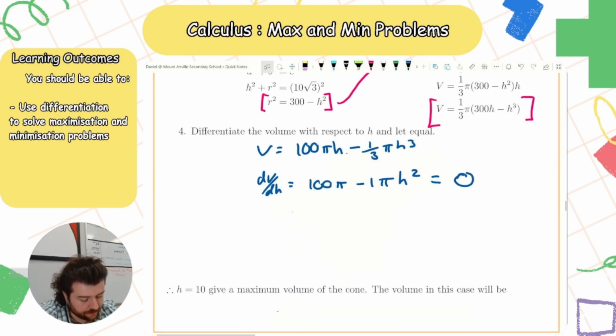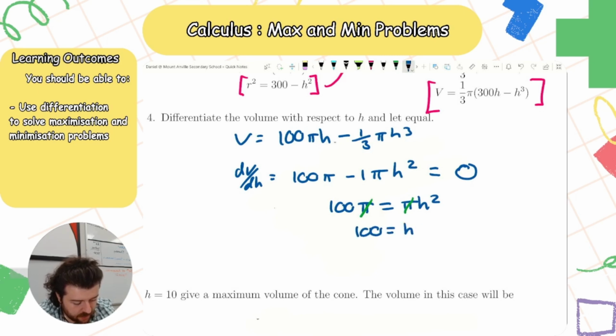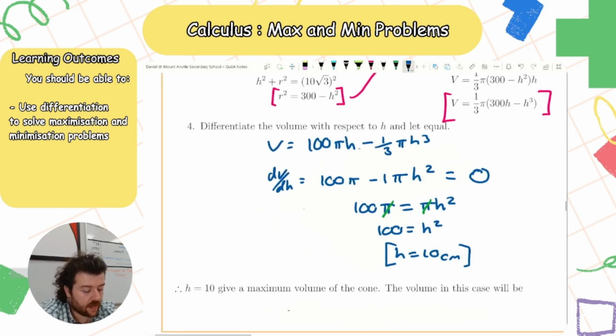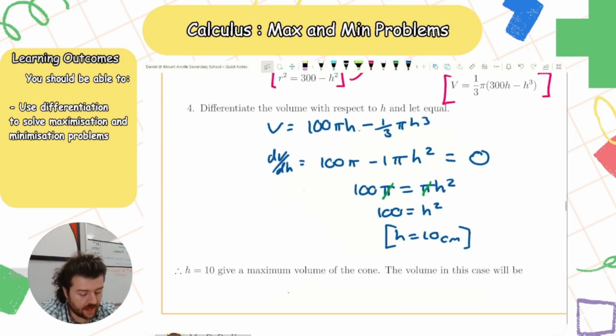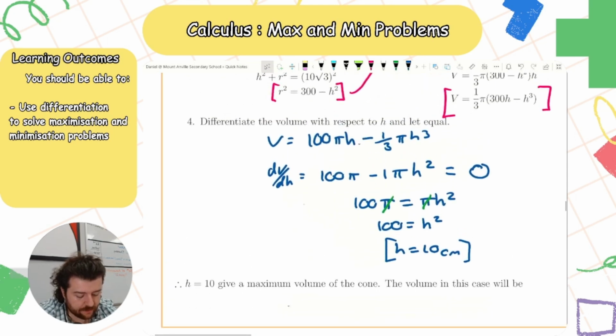So I solve now for h. I'm going to have 100 pi is equal to pi h squared, divide both sides by pi. I get 100 is equal to h squared. h is going to be equal to 10 centimeters. So my volume of a cone maximizes when my height is 10. So when h is 10 gives a maximum volume of the cone.